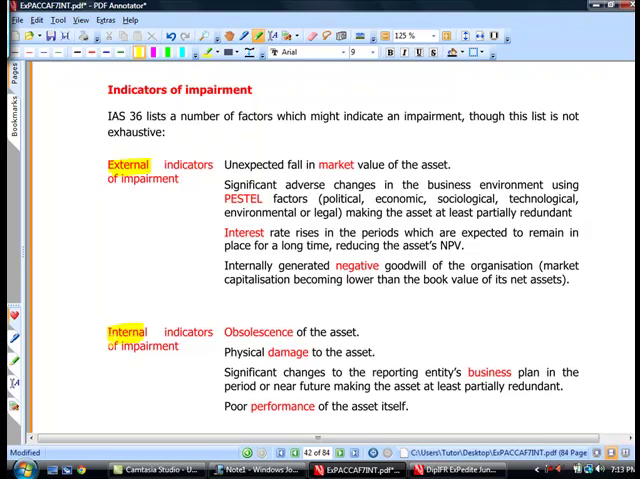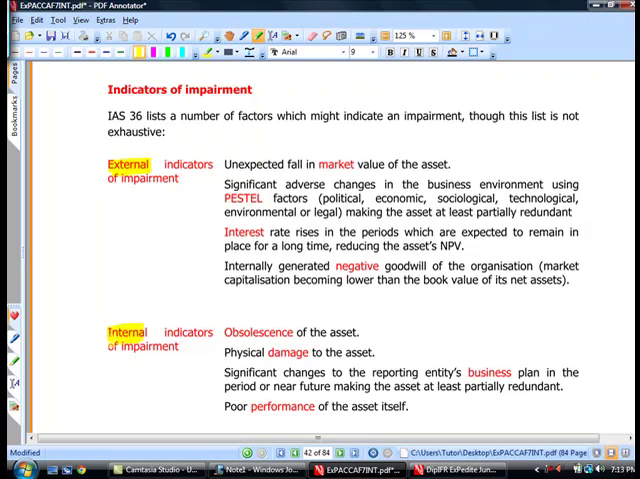Impairment indicators can derive from political, economical, sociological, technological, legal, or even environmental factors. So basically, if you have a subsidiary in a foreign country and the legislation in that foreign country changes, and will disallow you to repatriate the profit from that country, then you will not have future economic benefit from the subsidiary that you have in that respective country.